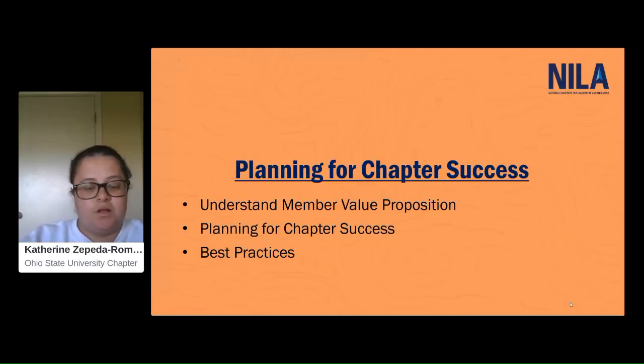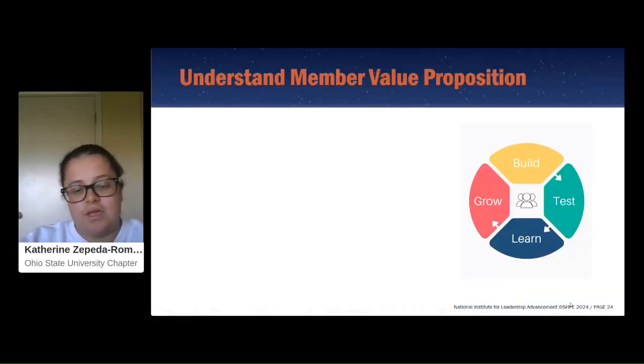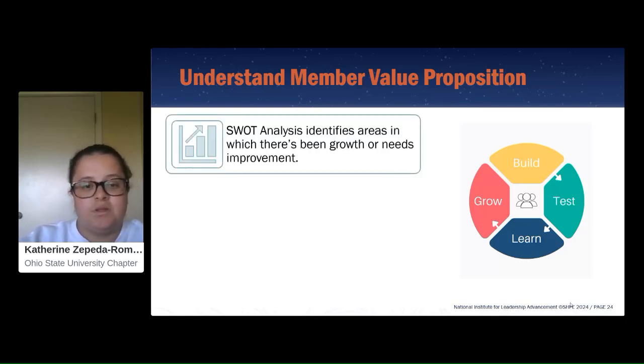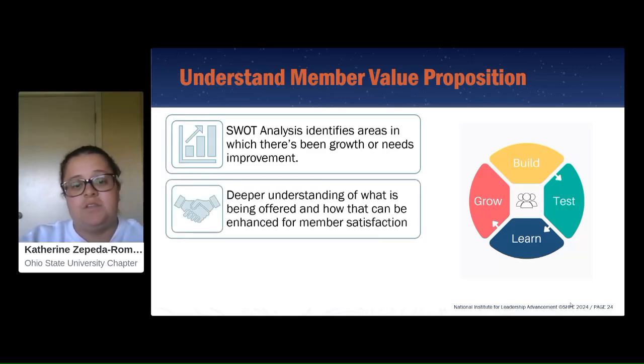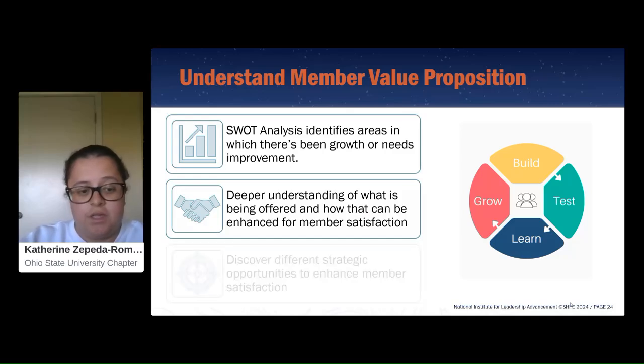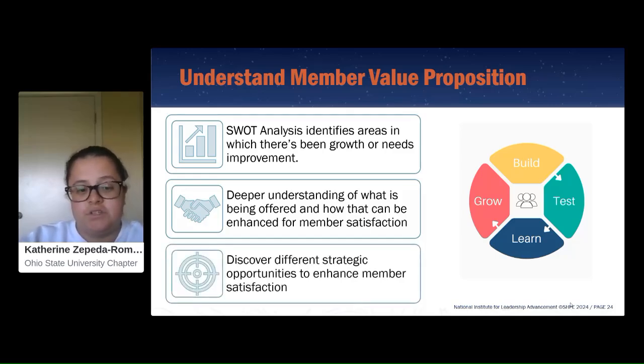So after knowing that, we're looking at planning for chapter success. So from analyzing our environment, analyzing internally and externally, we just want to understand the overall member value proposition. And we know that through the SWOT analysis, we identify areas in which there's been growth or needs for improvements. We also just get a deeper understanding of what is being offered and how that can be enhanced for member satisfaction. And then we also discover different strategic opportunities to enhance member satisfaction.